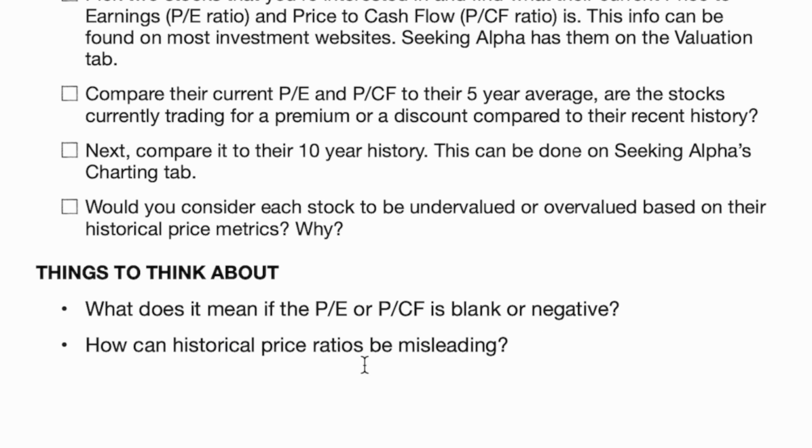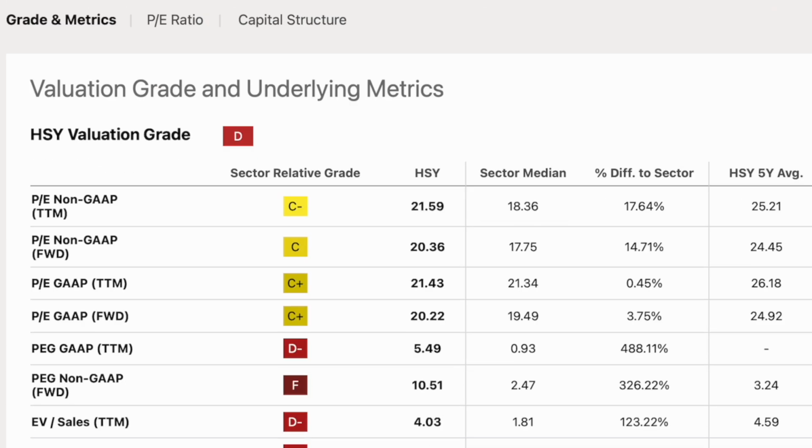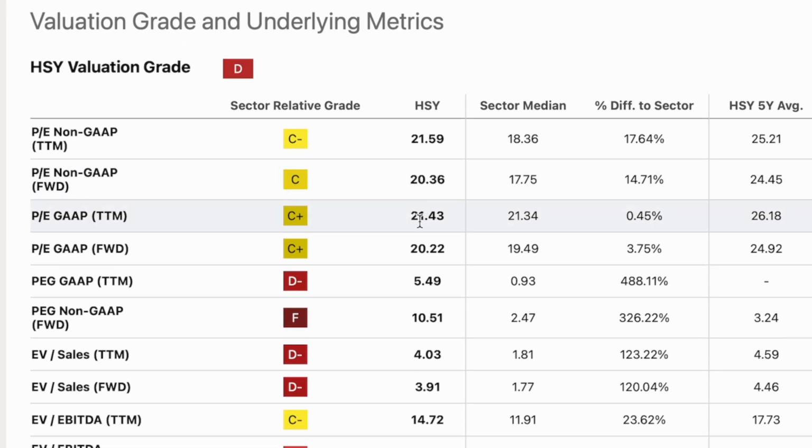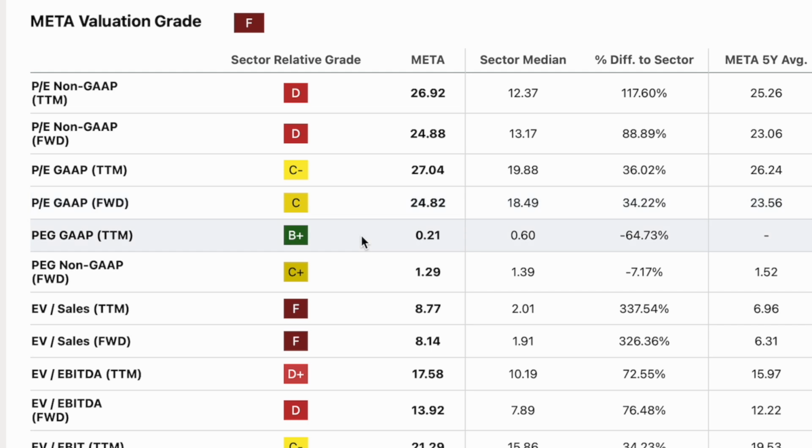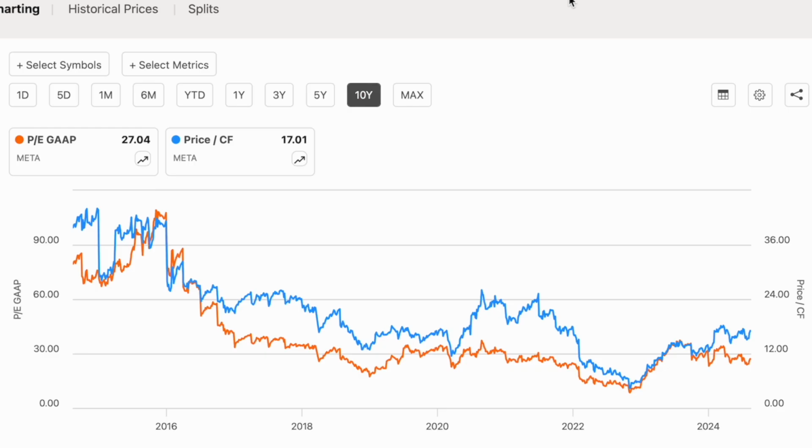And so if we come back to our question that says, would you consider each stock to be undervalued or overvalued based on their historical price metrics? So for me, if we go back to Hershey, based on the 5-year average, it looks like Hershey is slightly undervalued. And when we look at the 10-year for Hershey, it was kind of the same story. It was trading at a discount compared to their history over the past decade. Now for META, it's a slightly different story, because if you look at the 5-year, it looks like META's trading at a pretty decent value right now, or about where they're at over the past 5 years, if not a slight premium. But then when you look at the 10-year, it's a little bit different, because META kind of looks attractive compared to where they were towards the beginning of the decade.